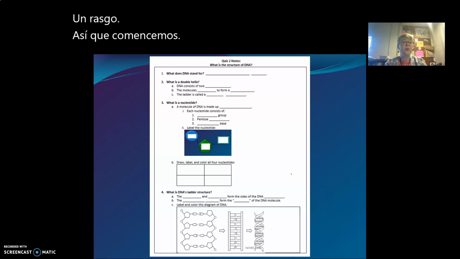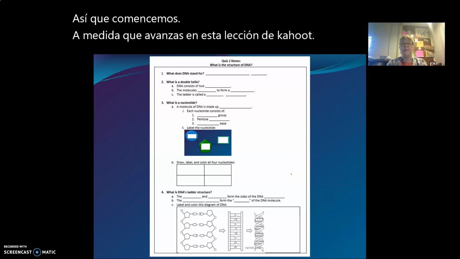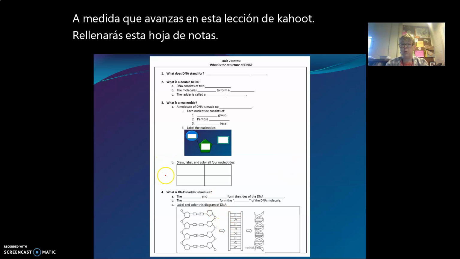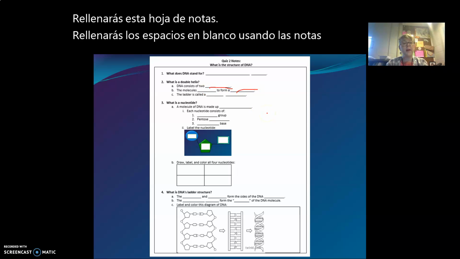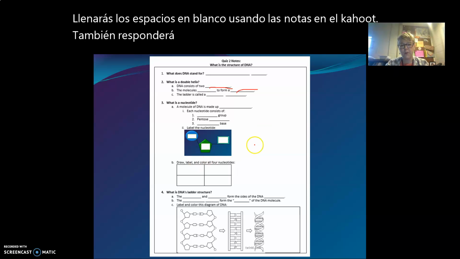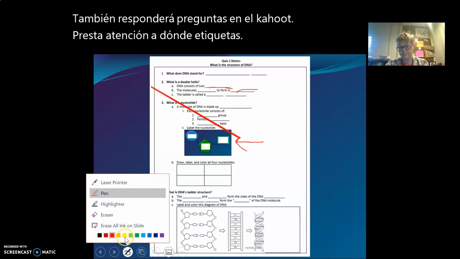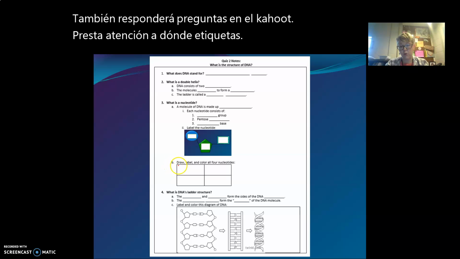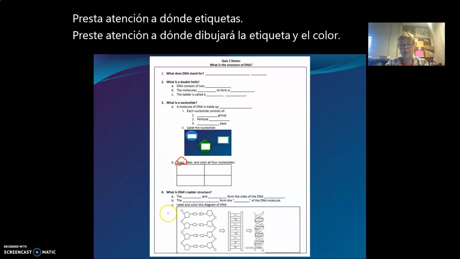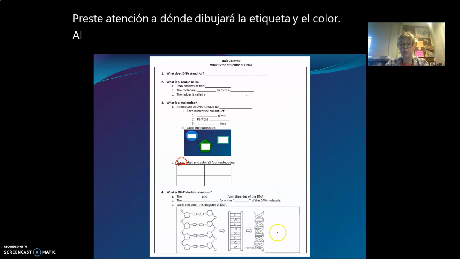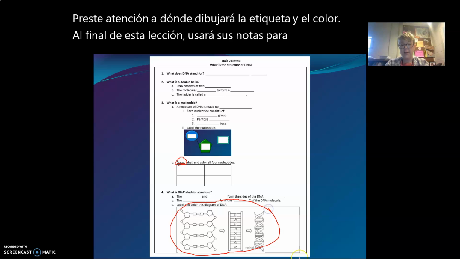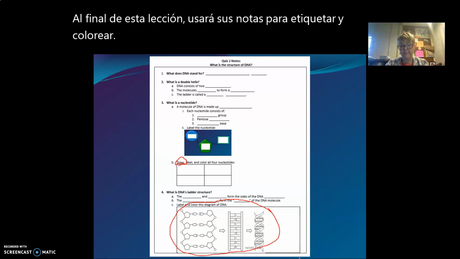As you go through this Kahoot lesson, you will fill in this note sheet. You will fill in the blanks using the notes in the Kahoot. You will also answer questions in the Kahoot. Pay attention to where you label. Pay attention to where you will draw, label, and color. At the end of this lesson, you will use your notes to label and color this diagram of DNA.